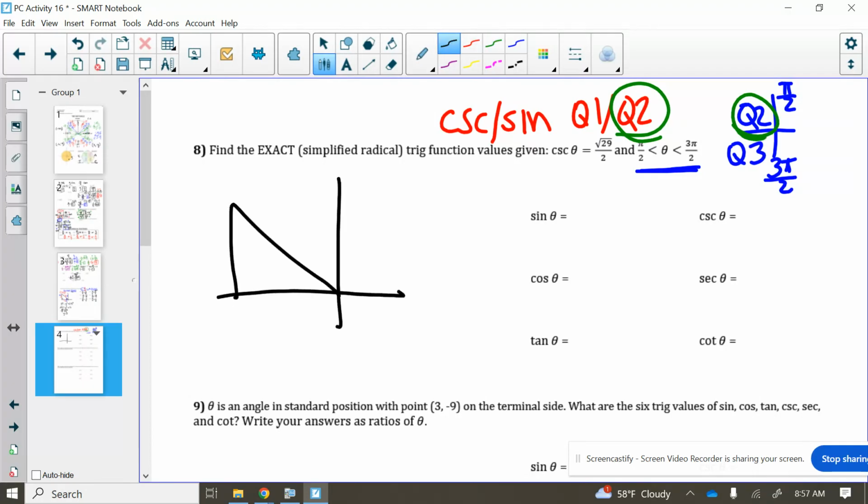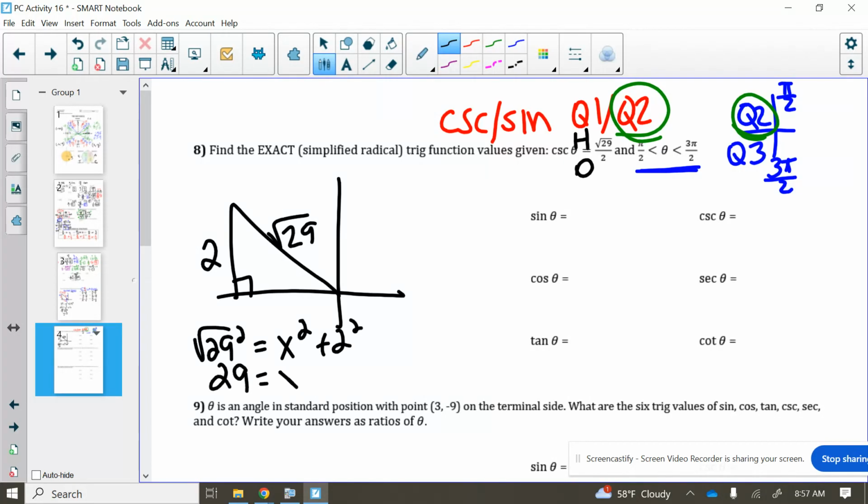So we're going to start again with our picture there. And this time when they give us the cosecant, that's the hypotenuse over the opposite side. So square root of 29 and 2. And similar to the last problem, we can solve for our missing x value this time by using some Pythagorean theorem. And if we subtract this over, we end up with 25 equals x squared.